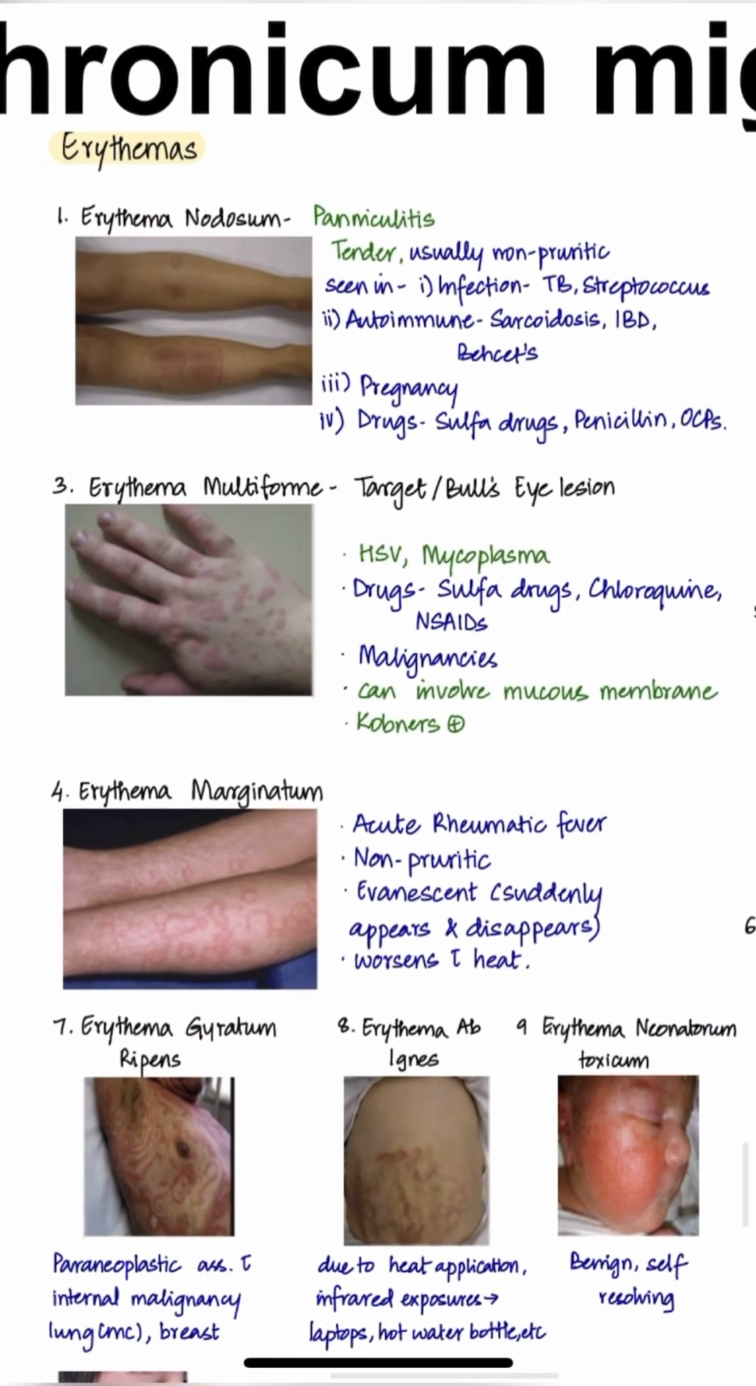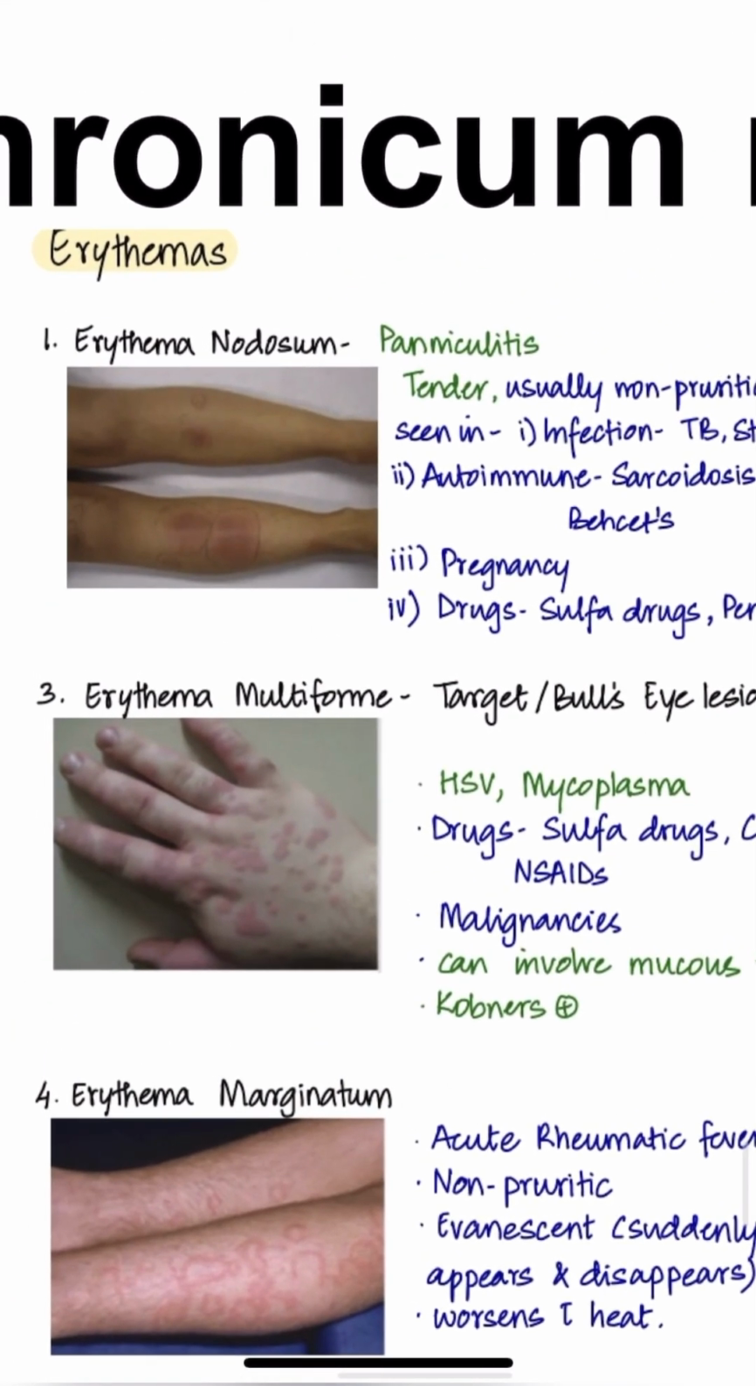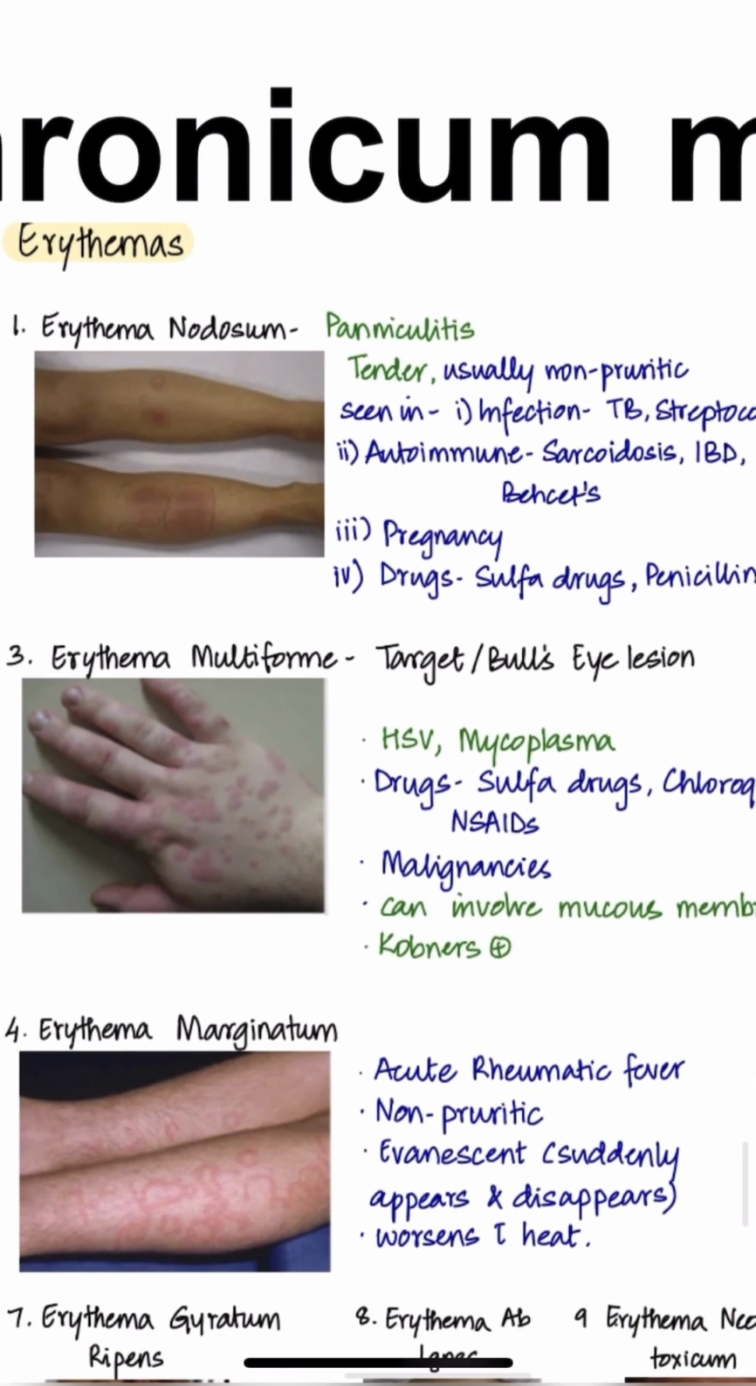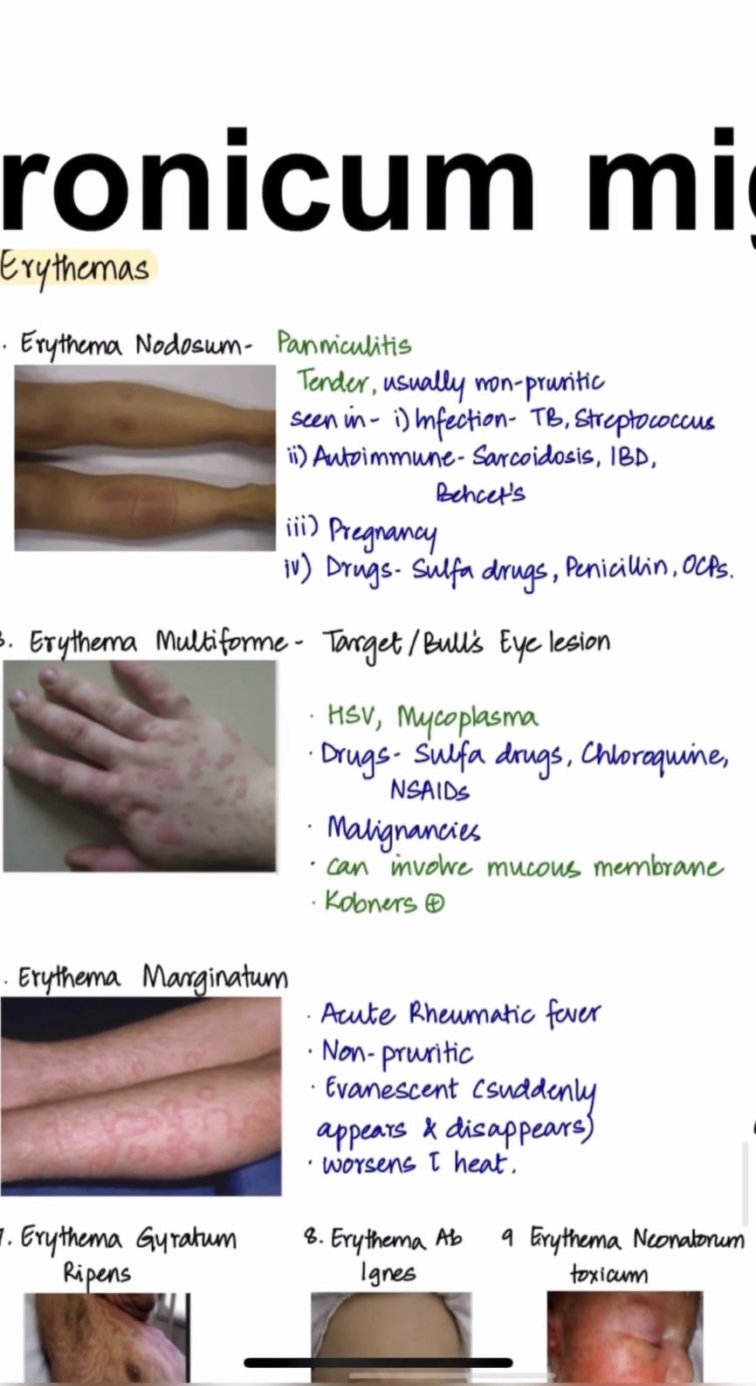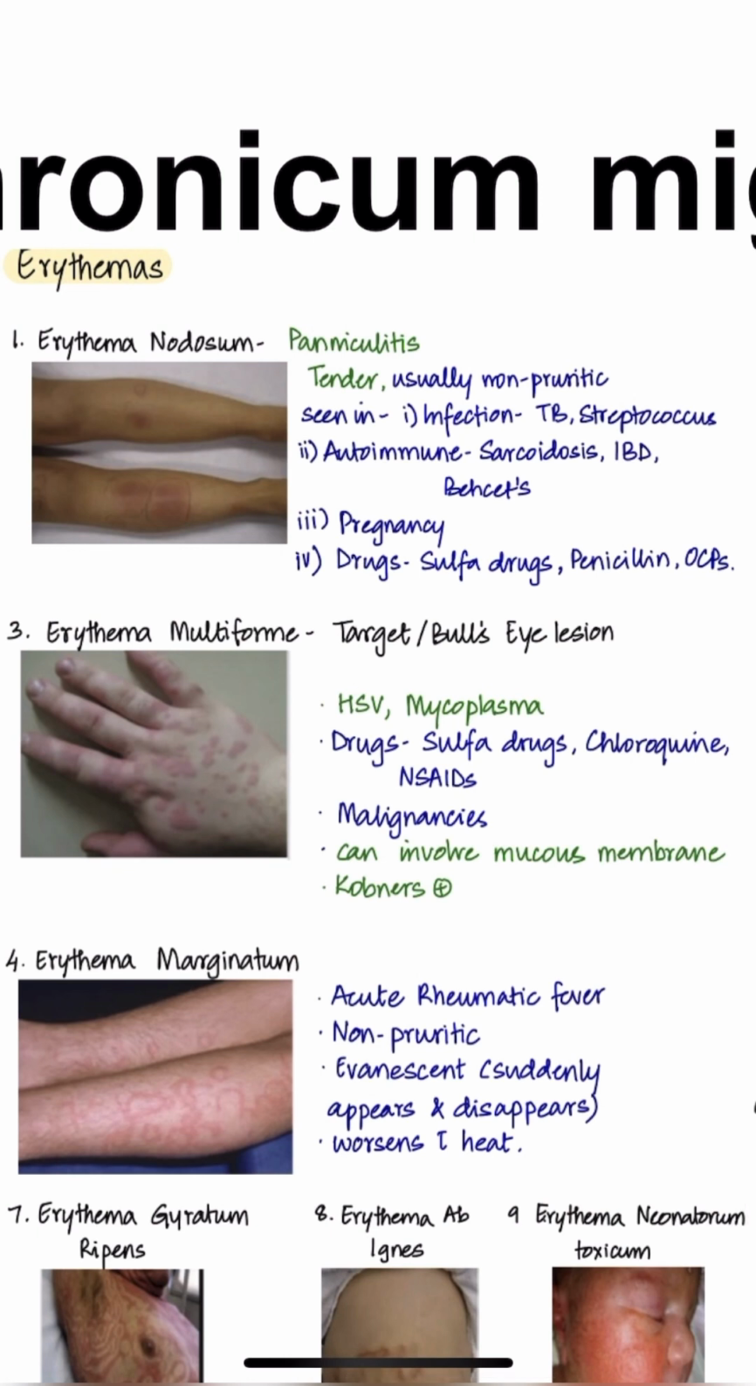See, this is erythema nodosum. It is due to panniculitis, which is inflammation of the fat. So it is tender, usually non-pruritic, seen in infections like TB, streptococcus, autoimmune conditions including sarcoidosis, inflammatory bowel disease, and Behçet's, pregnancy, drugs like sulfa drugs, penicillin, and OCPs.